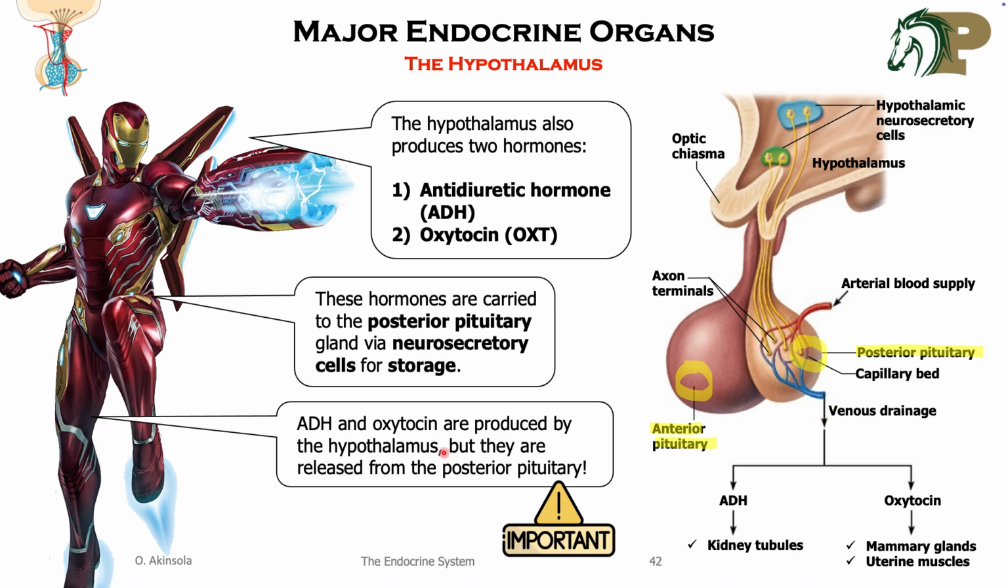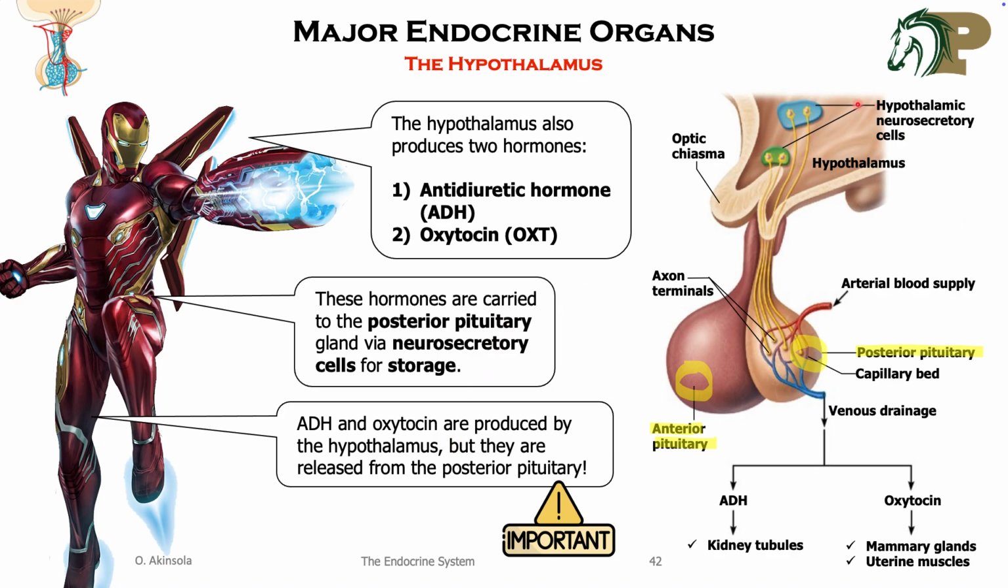That's the point I wanted to highlight down here: ADH and oxytocin are produced by the hypothalamus, but they are released from the posterior pituitary. The posterior pituitary does not produce ADH or oxytocin. It is only a storage vessel. It is not a production vessel. So it differs from the anterior pituitary in that particular regard.